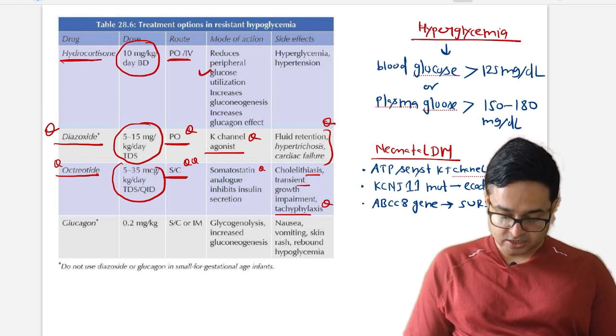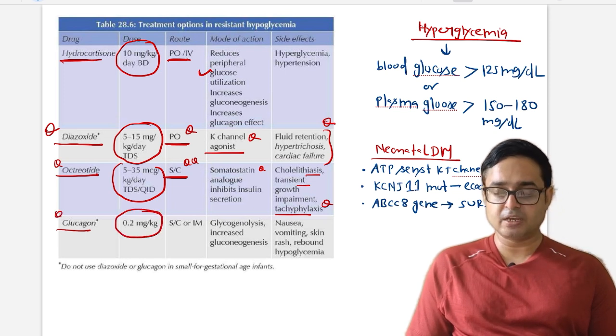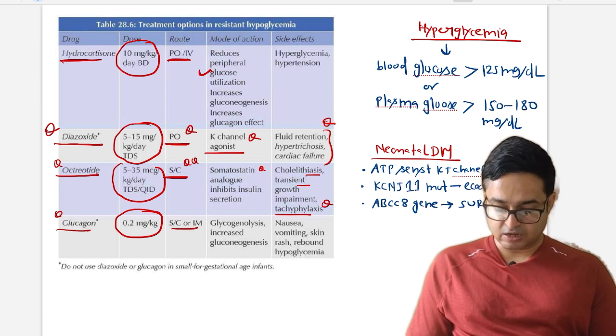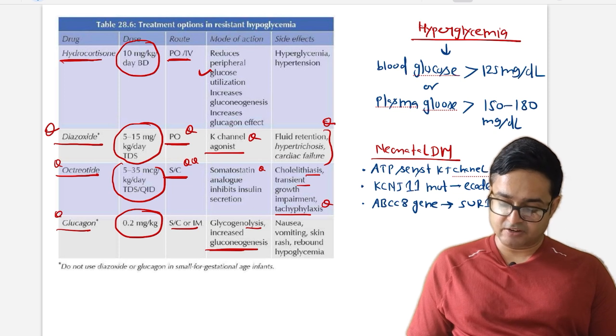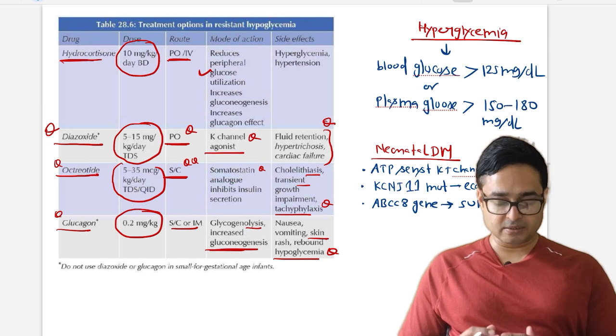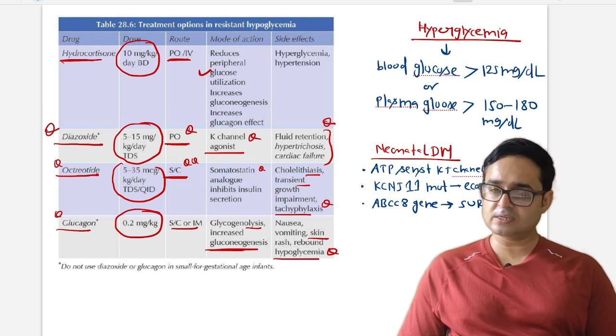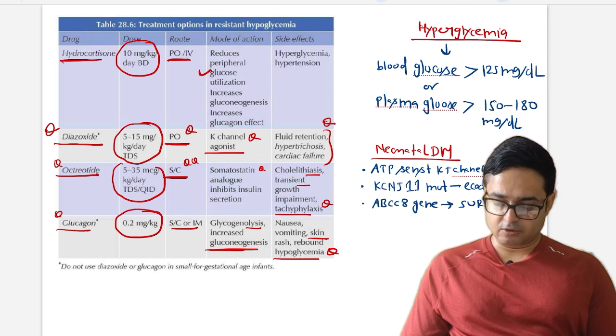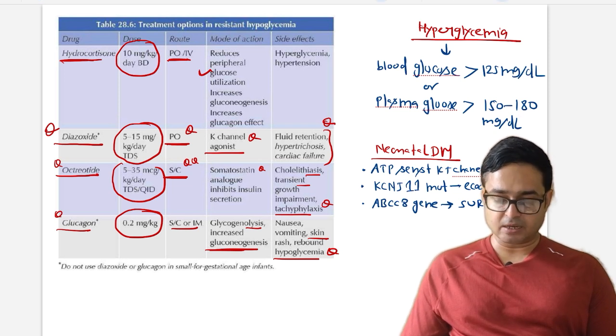Okay, other drug is glucagon. What is the dose? 0.2 milligram per kg. It should be given subcutaneous or intramuscular. Mode of action is glycogenolysis and increased gluconeogenesis, and side effects are nausea, vomiting, and rebound hypoglycemia. So you have to remember this table along with doses and mechanism of action. This is important.